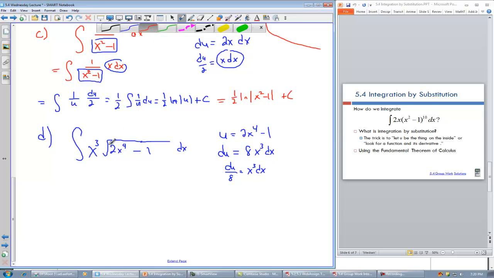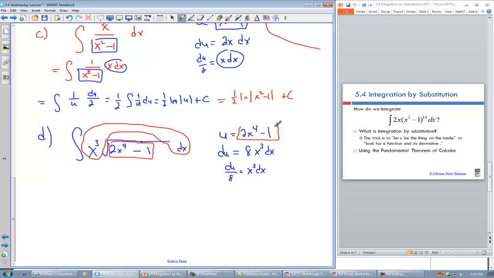So when I go back to substitute in for 2x to the 4th minus 1, when I come back here, what I see is that this is a u. Great. And then this thing, x cubed dx, is actually du over 8. So this is equal to the integral of u, and it's a square root, so I'll put u to the 1/2, and x cubed dx is du over 8, and that's equal to, you can pull out the 8, so that's 1/8 the integral of u to the 1/2 du.